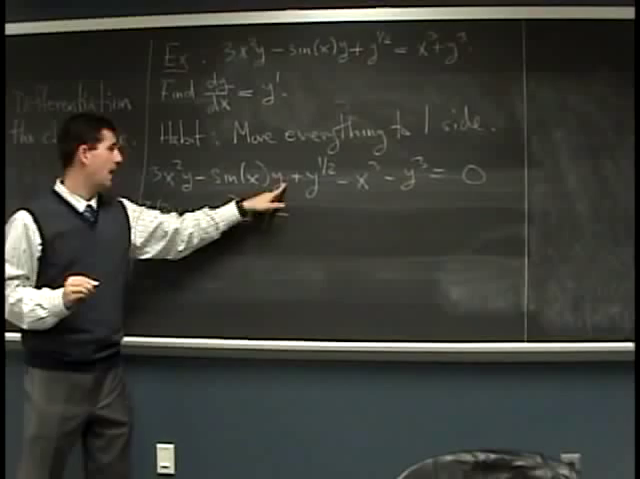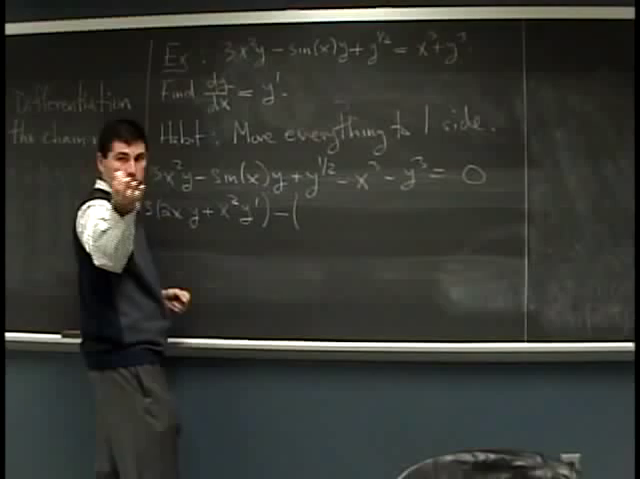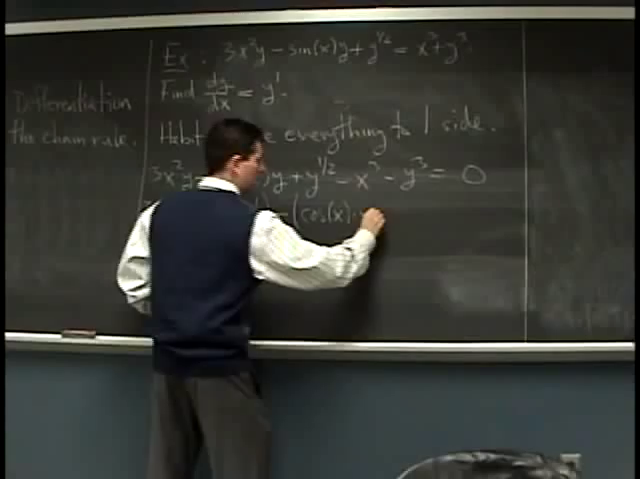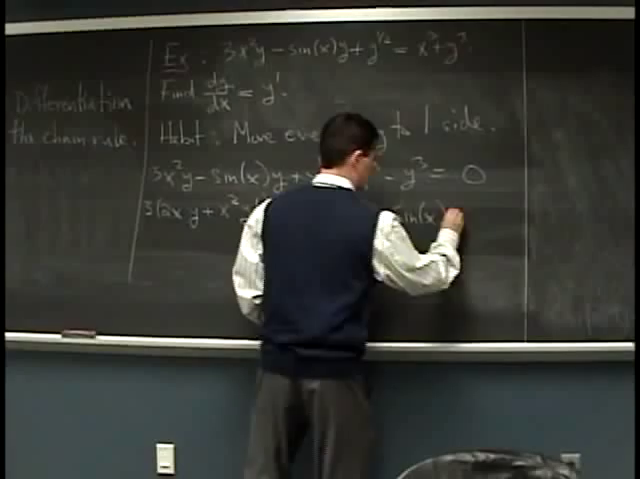Now again, I have a product of functions, so I have to use the product rule. The derivative of sine is cosine of x y, times y, plus, now I fix the sine, and I have to take the derivative of y, which we already saw is y prime. Okay, now I go to the next one.